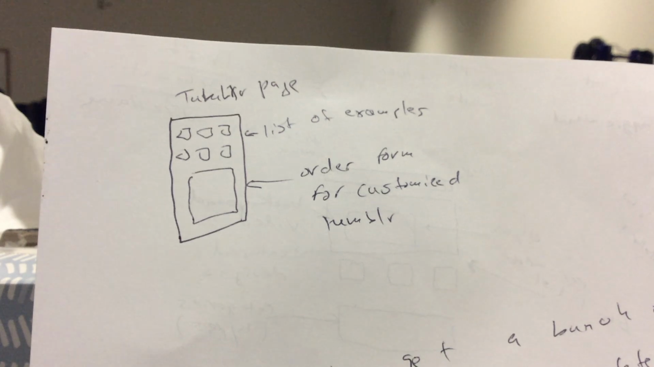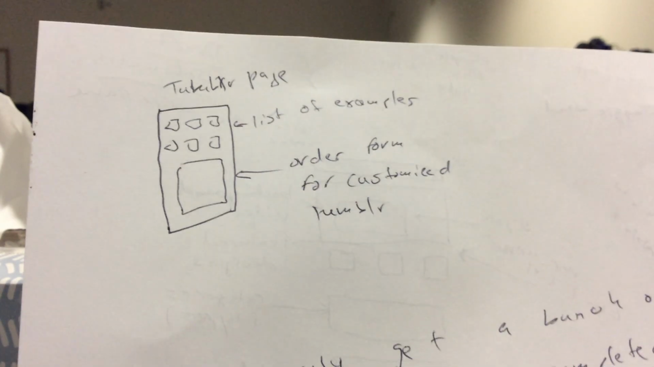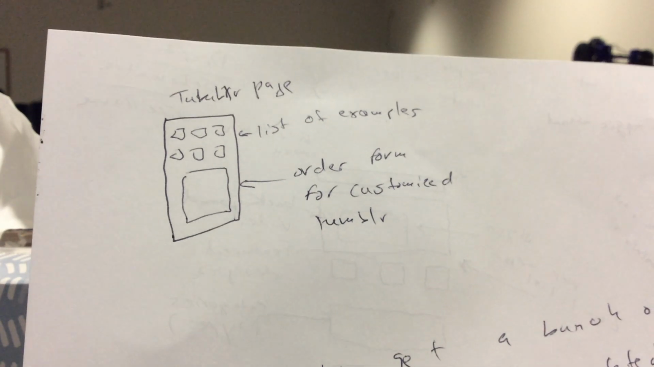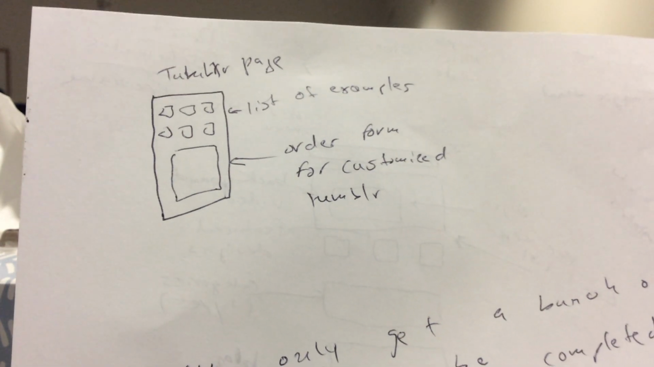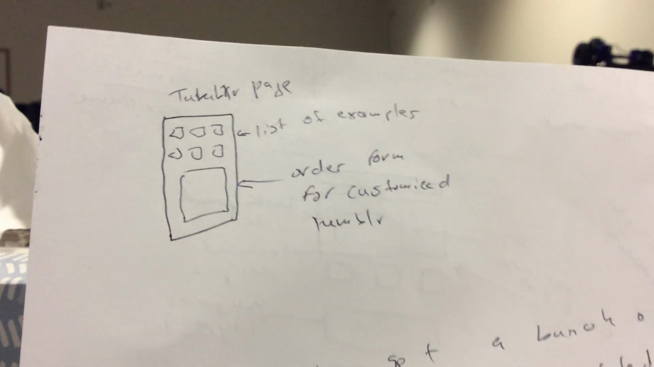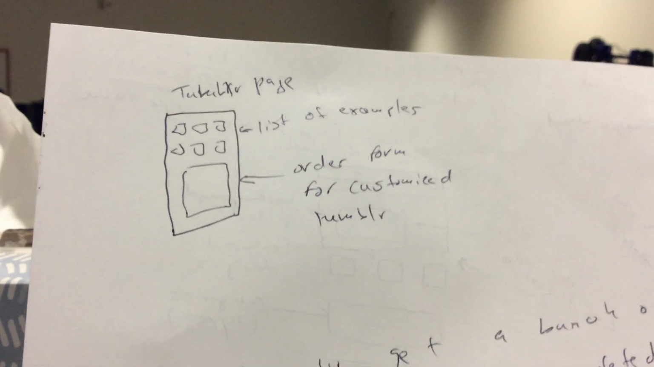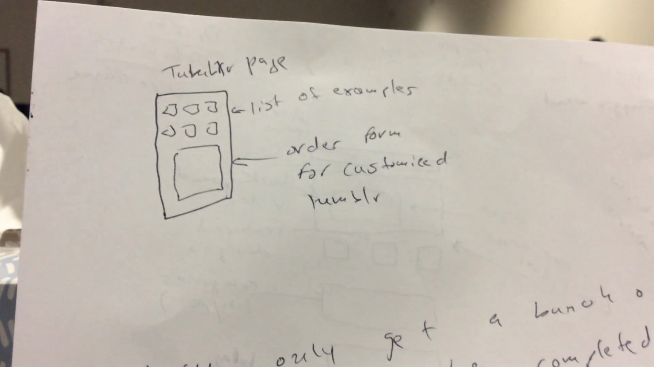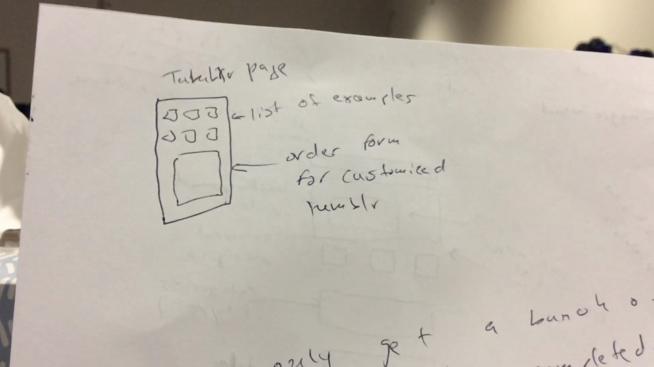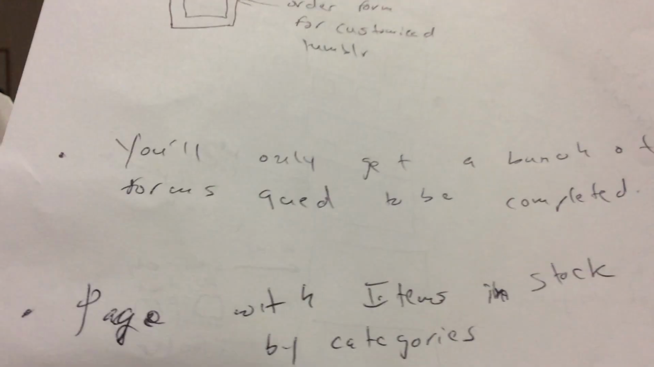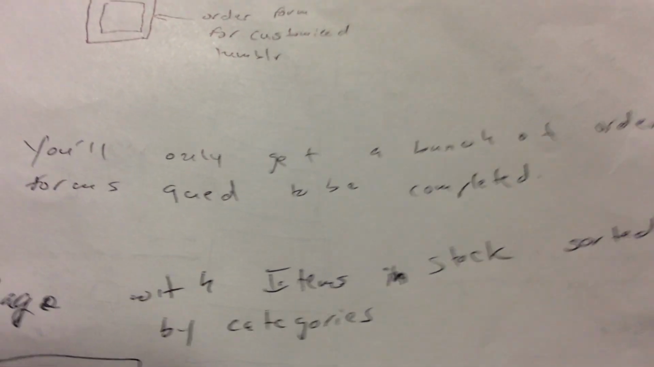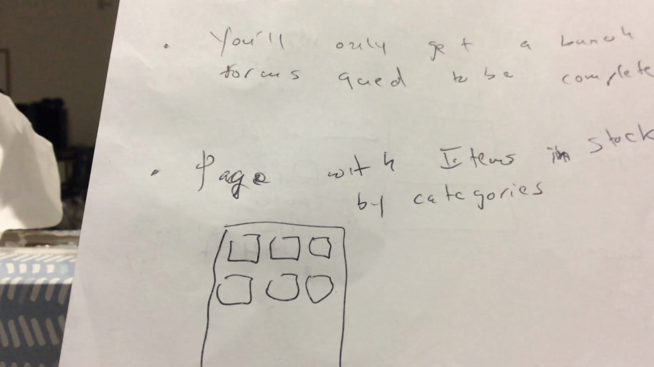She will have a list of examples, and underneath it will be an order form. So the examples, of course, will give clients basically an idea of what she's done in the past, how she's going to make it for them, and what the final product is going to look like. And from there, if they know, like, and trust it, and they're interested, they could just fill out the form and submit it to her. Okay. And I wrote that down. You'll only get a bunch of order forms queued to be completed. That will be her ordering process.